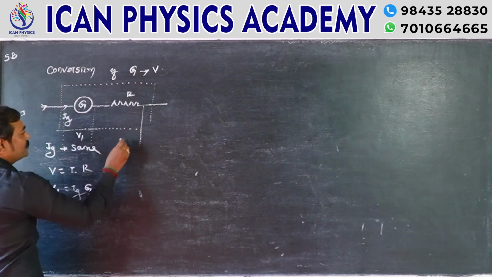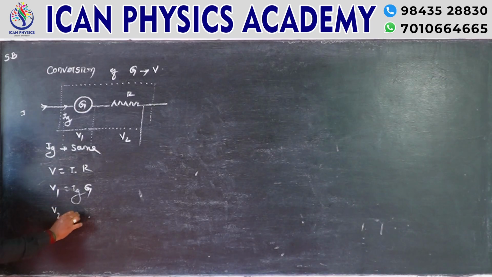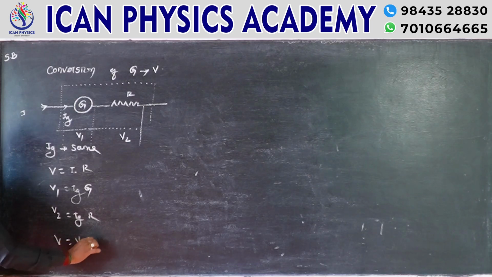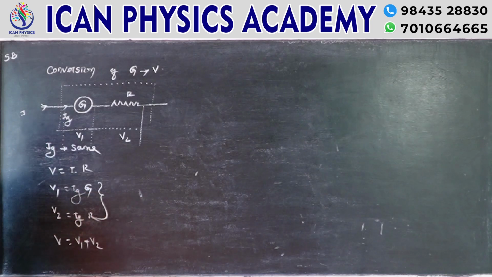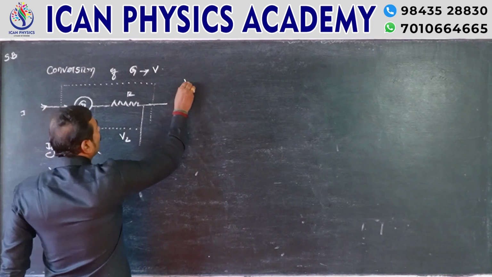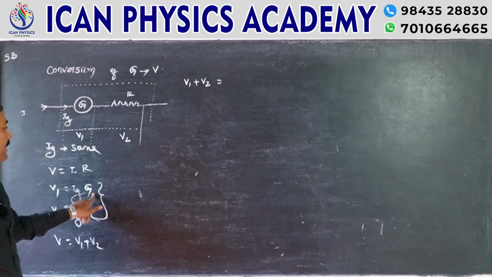What about the potential drop across the resistance? V2 equals Ig into R. What about the total potential? It is V1 plus V2. So what can we do? We can add these two equations. If we add, V1 plus V2 equals what do we have here?